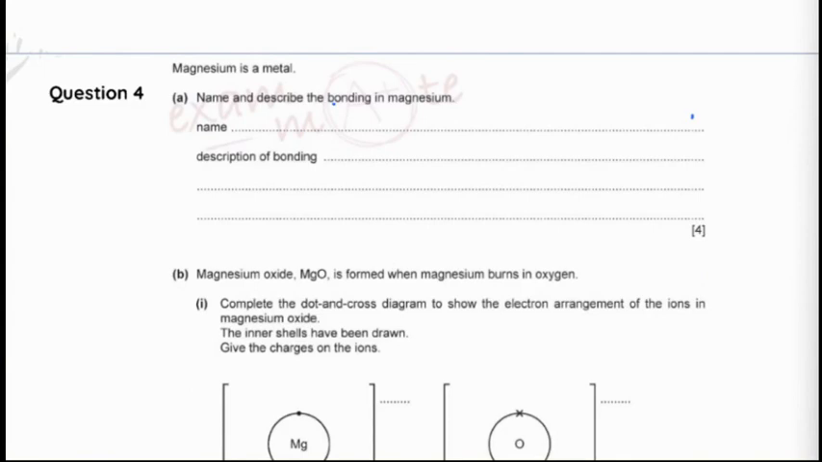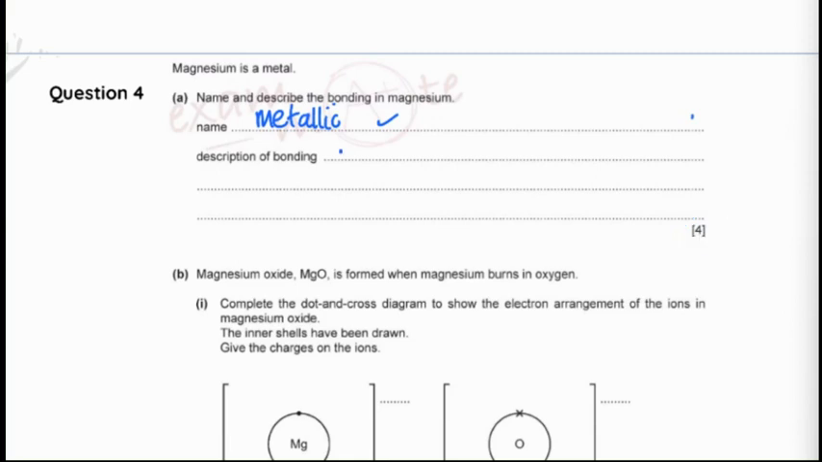This is question 4. Magnesium is a metal. Name and describe the bonding in magnesium. Well, all metals undergo metallic bonding. And for the description of that bonding, you'll notice that it's a 4-mark question, so you're getting 1 mark here. It means you're going to need to get another 3 marks here. And when you get a question on description of bonding, it is always a 3-mark question.